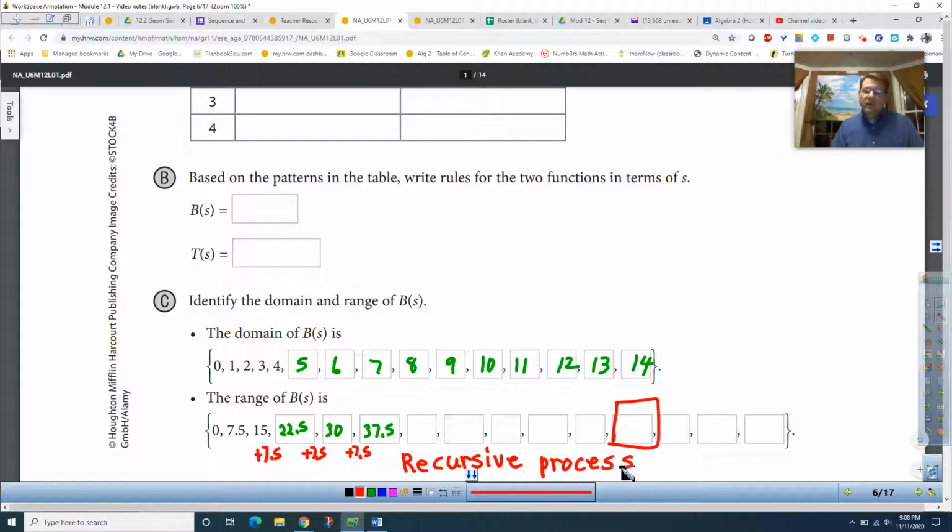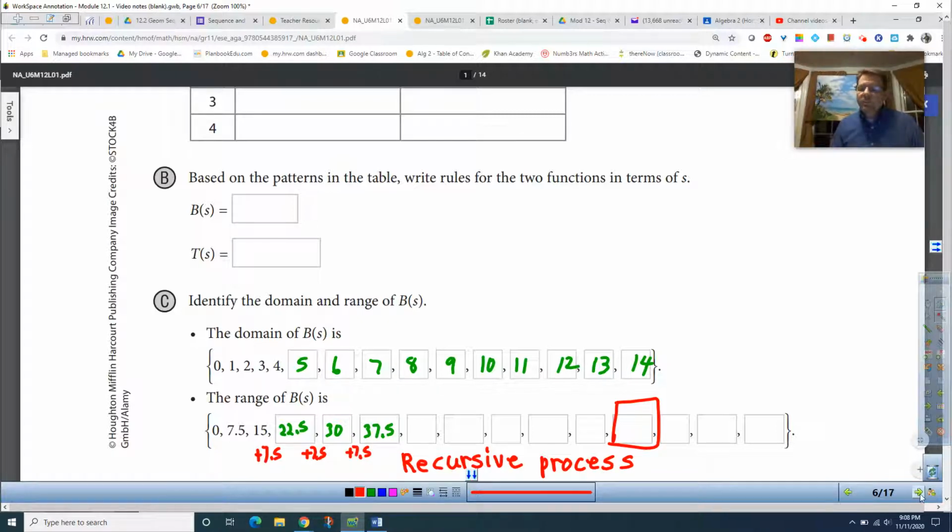Because you have to know the previous term to get the next term. So you're having to go backwards, right? Recursive. You have to go back over to the previous thing and do something to it to get where you're at now. So to get this box, I have to go back to the previous box and then add 7.5 to it. So I always have to know something previous. That's the re part of recursive. All right, so that's a recursive process. You can't just jump in the middle of something. You got to know the stuff before it.